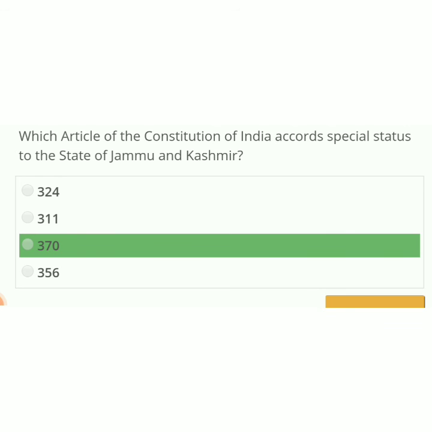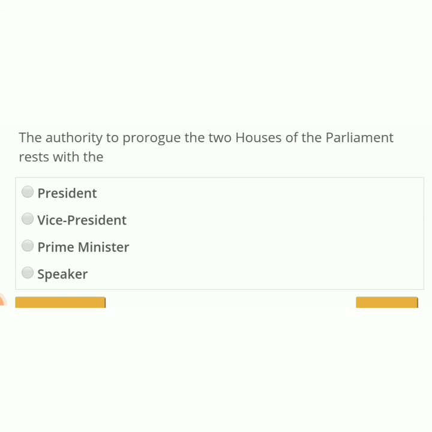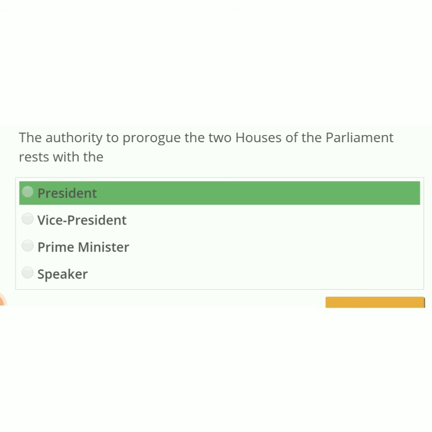Article 370. The authority to prorogue the two houses of the parliament rests with the president, vice president, prime minister, or speaker. The correct answer is president.